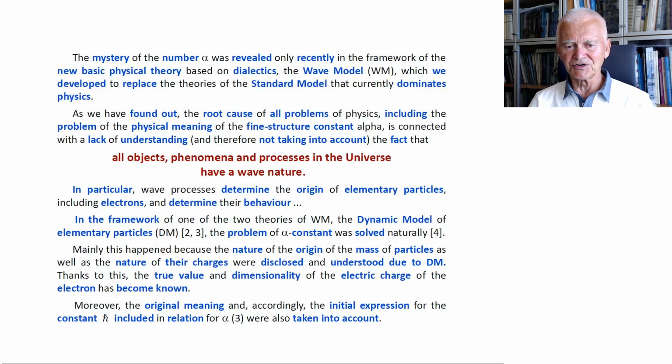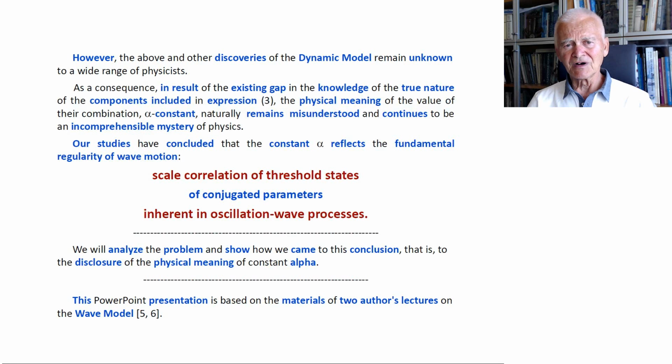Moreover, the original meaning and accordingly the initial expression for the constant h bar included in relation for alpha were also taken into account. However, the above and other discoveries of the dynamic model remain unknown to a wide range of physicists. As a consequence, as a result of the existing gap in the knowledge of the true nature of the components included in expression 3, the physical meaning of the value of their combination, the alpha constant, naturally remains misunderstood. It continues to be an incomprehensible mystery of physics.